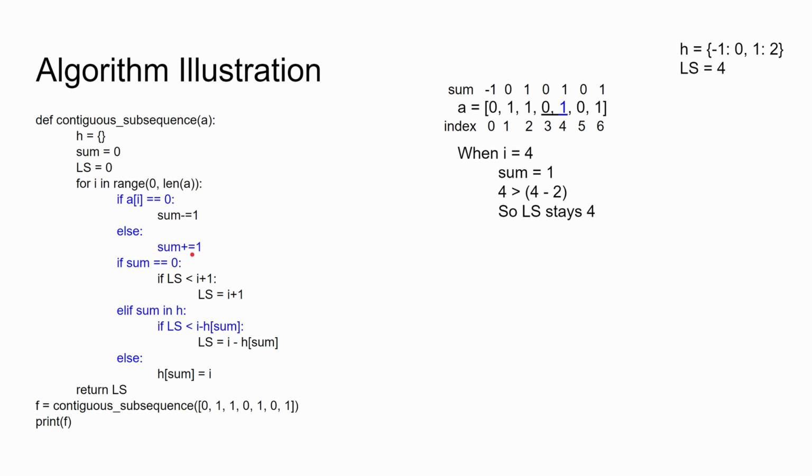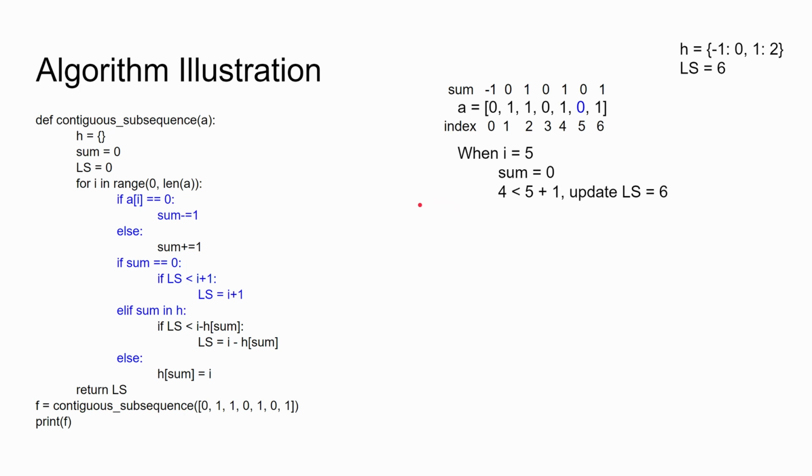Because sum is in the hash, it will see if the length is bigger. Last time I found 1 was at index 2, and this time I found 1 at index 4, so I'll do 4 minus 2, which is 2, and because 2 is not bigger than 4, it will keep ls at 4.